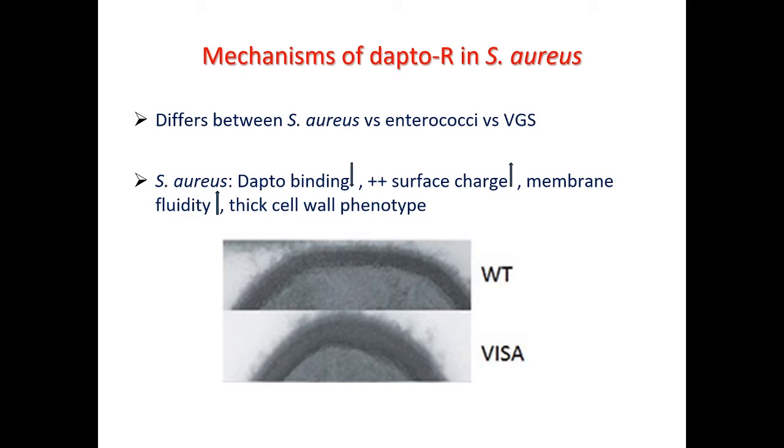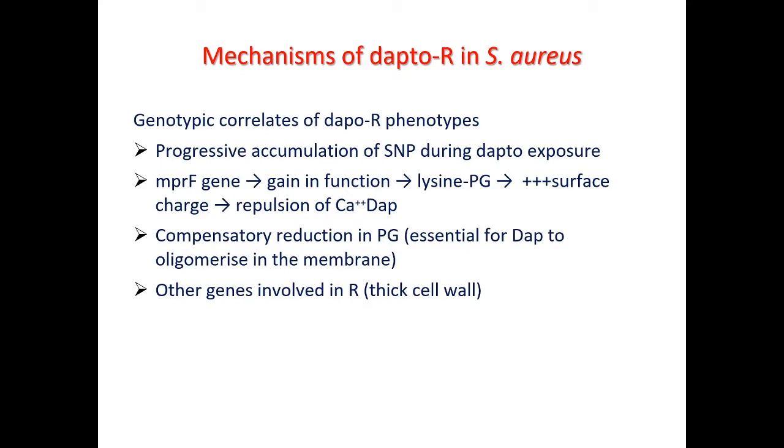Daptomycin and the bacteria repel each other. And then, what can be seen phenotypically in those strains that are resistant to daptomycin, pretty much similar to VISA, is that they develop a thick cell wall phenotype, as opposed to the wild type of Staph aureus, which has a thinner cell wall. Now, what are the genotypic correlates for those resistance patterns? They are, of course, different, but the most common and well-studied is the mutation in the mprF resistance gene, and it does not cause loss of function, but gain of function. And the name of the game here is progressive accumulation of single nucleotide polymorphisms during daptomycin exposure. This happens in vitro, but it was also shown to happen in a clinical setting.